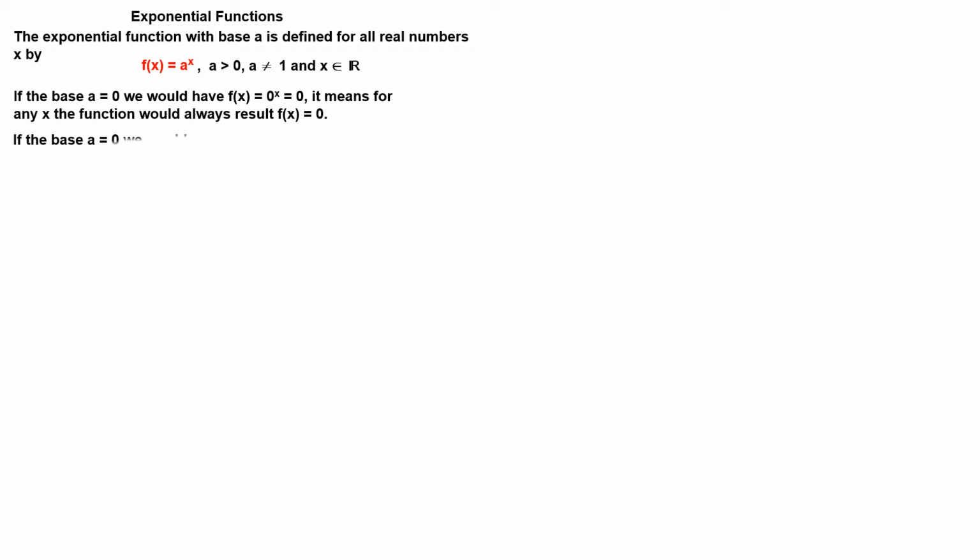First, if the base a equals 0, we would have f of x equals 0. It means for any x the function would always result in 0. Second, if the base is 0, the function is undefined for any negative values of x.